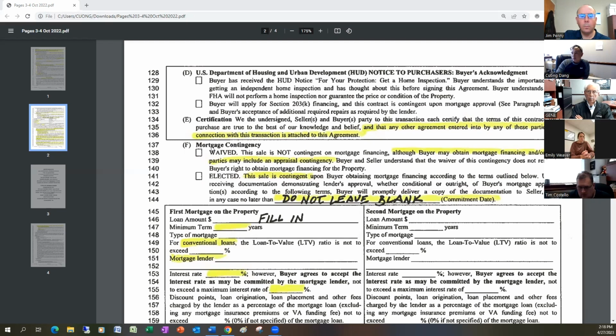So F, mortgage contingency. So you can either waive it, and if you waive it, this sale is not contingent on mortgage financing, although buyer may obtain mortgage financing and/or the parties may include an appraisal contingency. Okay. Buyer and seller understand that the waiver of this contingency does not restrict buyer's right to obtain mortgage financing for the property.